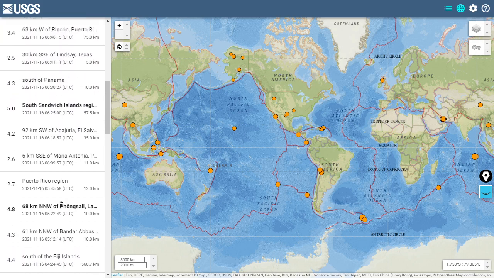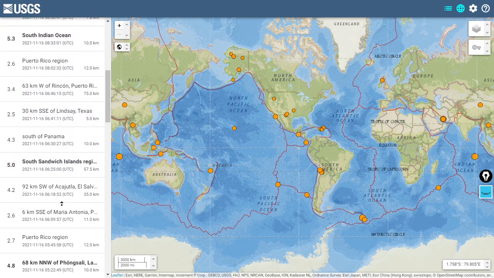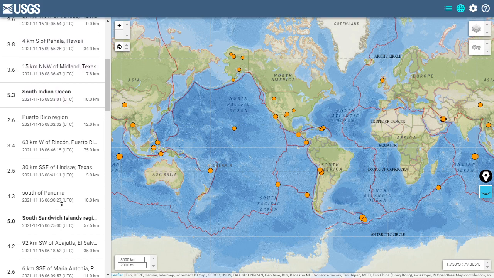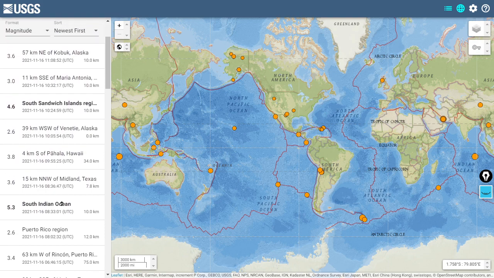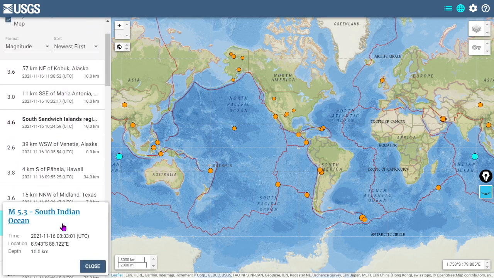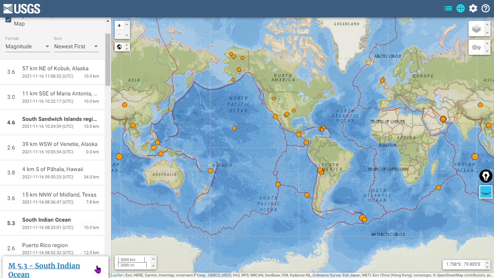South Sandwich Islands still experiencing earthquakes. There's a 5.0 at the South Sandwich Islands, the most seismically active region on the planet over the past month or so. There's one in the southern Indian Ocean, pretty much right in the middle of the Indian Ocean.